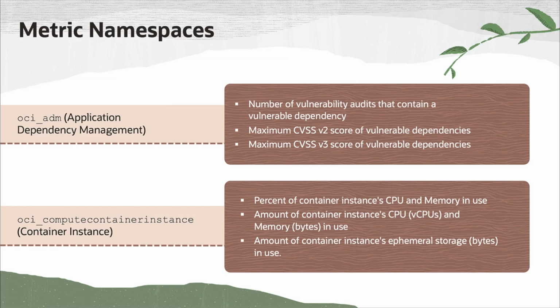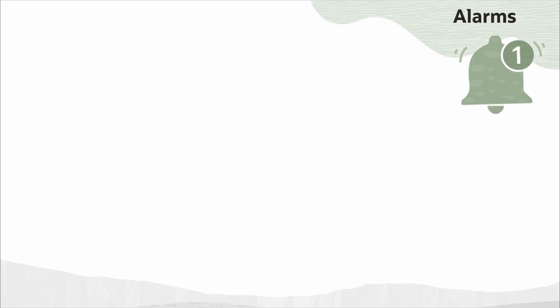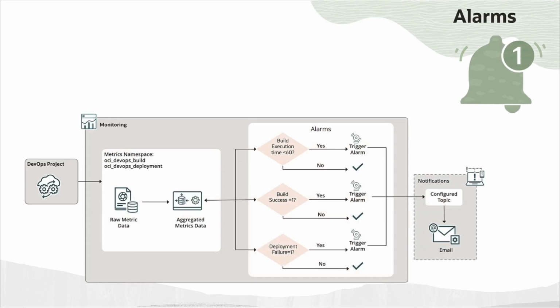So this lesson is more focused on the concepts of the monitoring service and referring to some of the examples used in a DevOps process. Alarms is one of the core concepts in monitoring, and this enables you to configure alerts and notifications. The diagram here represents the workflow.